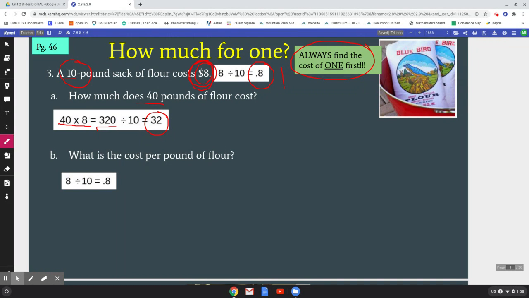Now for letter B, it says, what's the cost per pound? Well, I already solved that at the very top. I took the cost right there and I divided it by the 10-pound bag. So the answer is 80 cents.